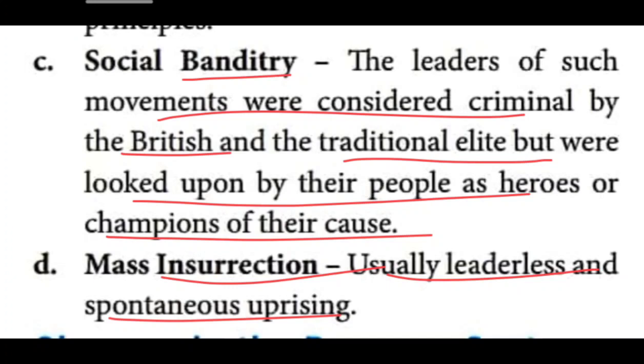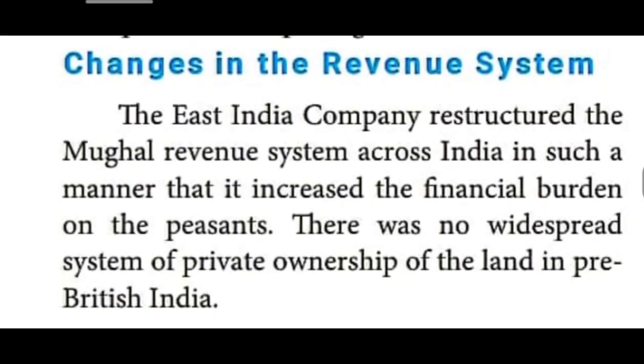The first one, restorative rebellion. Second one, religious movements. Third one, social banditry. Fourth one, mass insurrection. Then next, changes in the revenue system. How it happened, why it happened, everything we are going to learn.